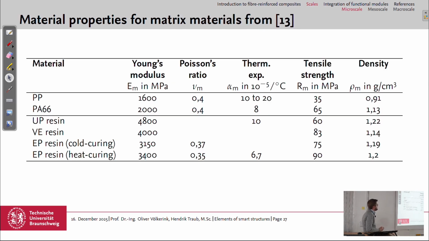Now we have a look at the material properties of the matrix materials. For example, we have the epoxy resin, cold curing and heat curing. Then we have around 3 gigapascals in modulus and really low strengths, between 35 for polypropylene and 90 for the epoxy. From this you can also see that the matrix material is really the secondary, not load-carrying material, because the load-carrying capabilities are delivered by the fiber. And densities are around 1.